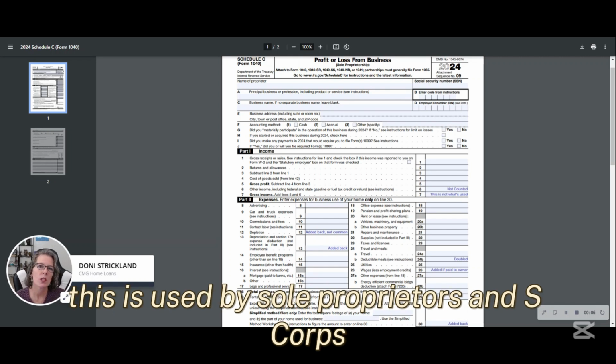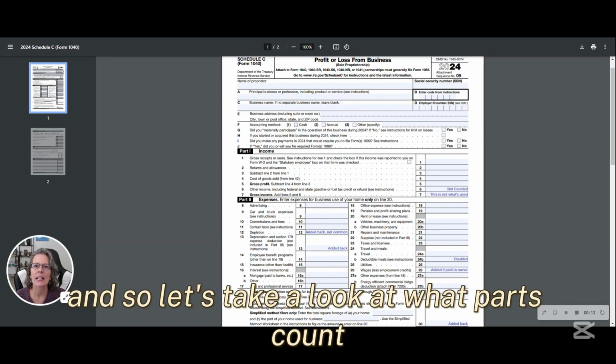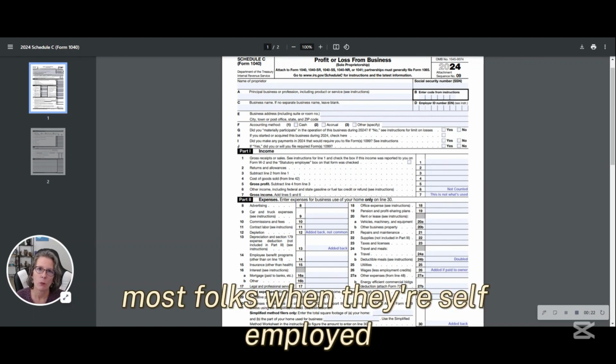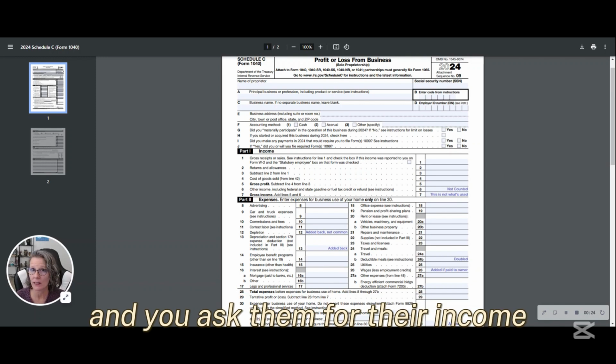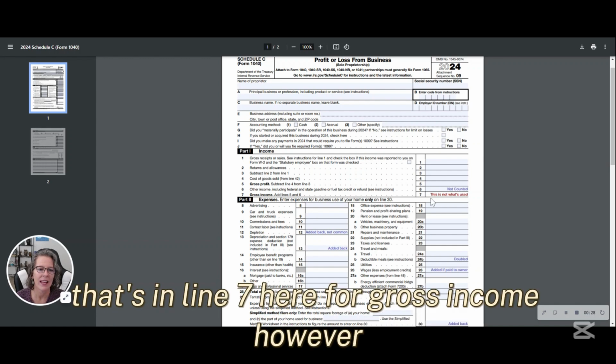This is used by sole proprietors and S Corps if there's only one owner of the S Corp. And so let's take a look at what parts count, what parts don't, what we add back in, and what we don't. So first off, most folks, when they're self-employed and you ask them for their income, I typically get told the number that's in line 7 here for gross income.